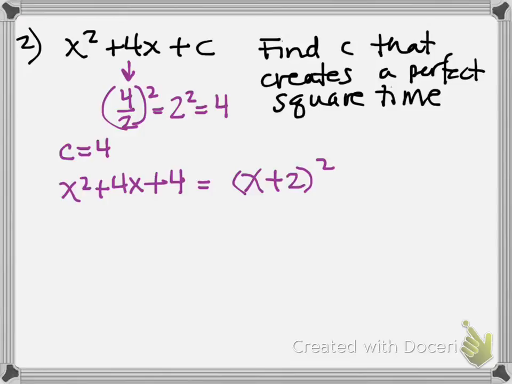If I asked you to factor that, what would you get? X plus 2. Remember? Oh yeah, you play the game. You can play the game, or you can do it this way. So factors of 4 that add to give you 4 would be positive 2 and positive 2.